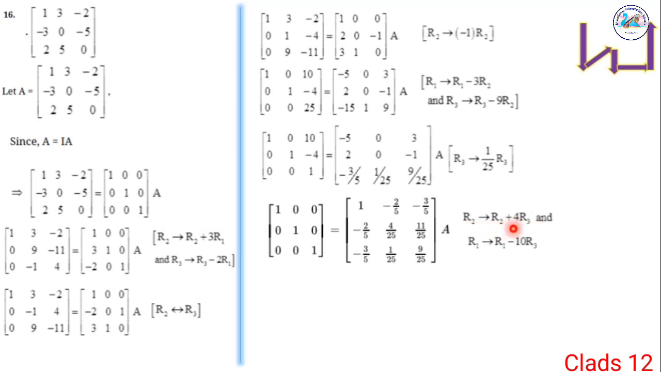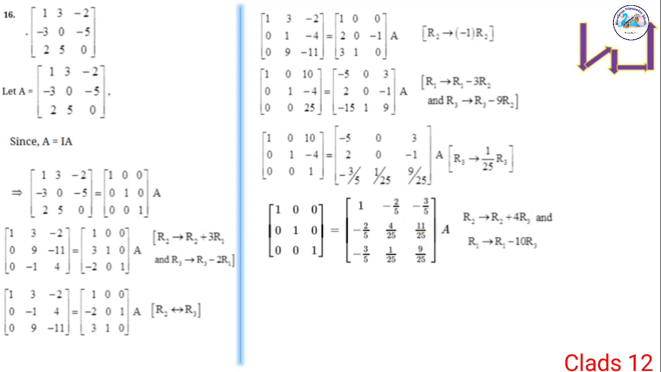Now move on to R2. We have to take R2 plus 4 R3. The R2 first element is 2 plus 4 into minus 3 by 5. When you calculate, you will get minus 2 by 5. Next, the R2 element is 0 plus 4 into 1 by 25, that is 4 by 25. Next, the R2 element is minus 1 plus 4 into 9 by 25. You will get it as 11 by 25.